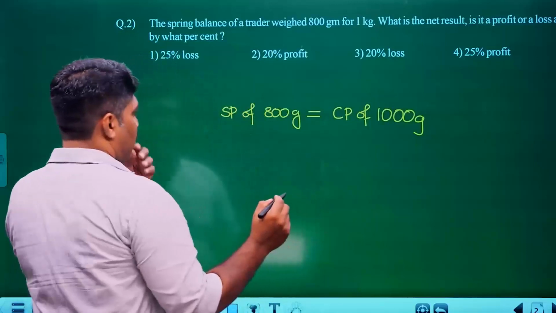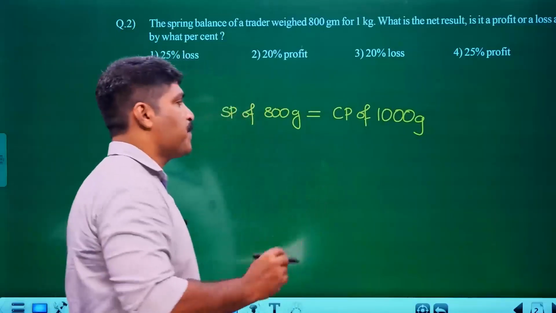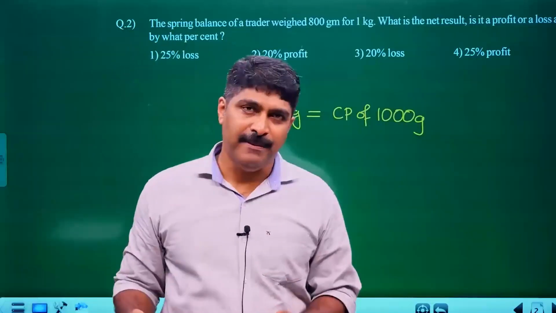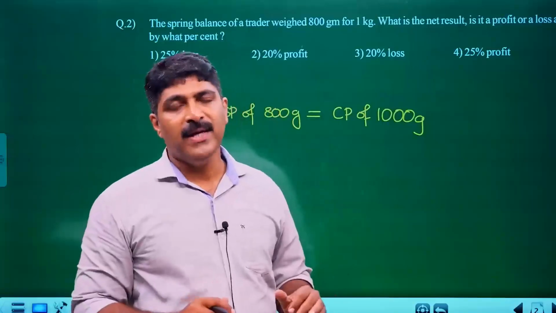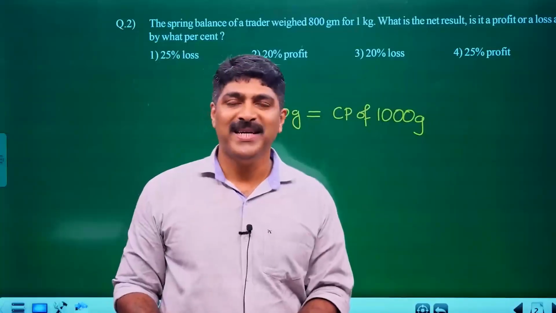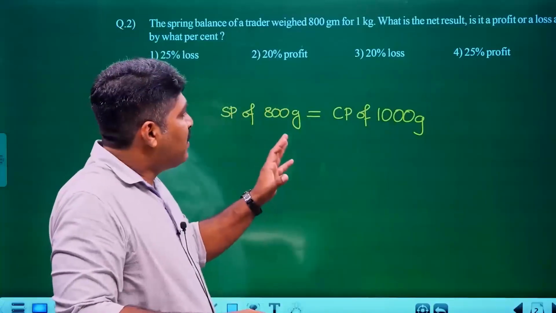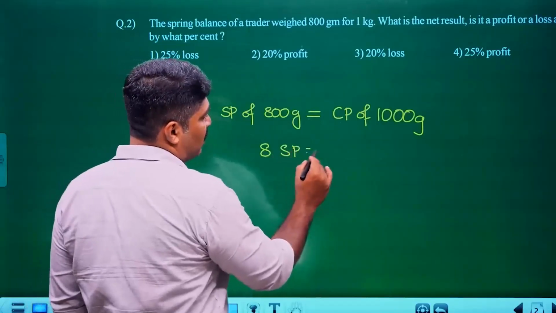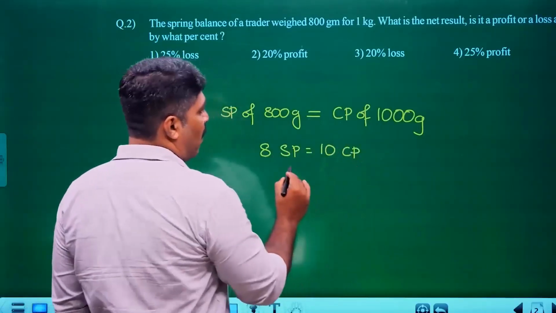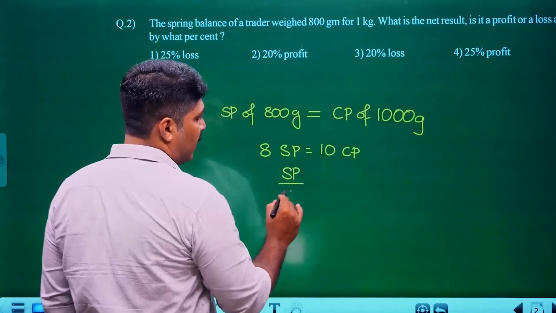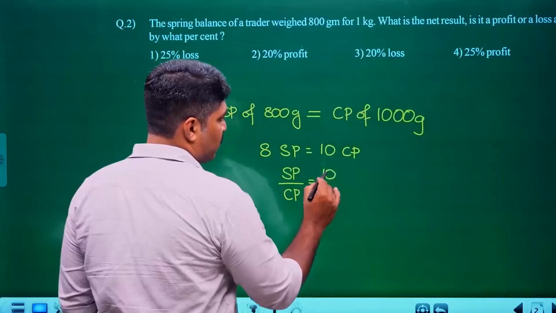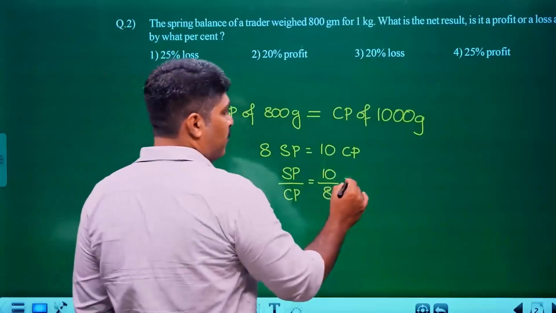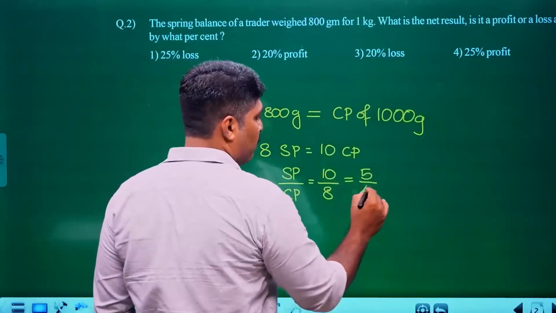That's the simple logic here. Selling price of 800 gram is equal to cost price of 1000 gram. So this is a direct relationship. In most of the questions like this, we can apply the ratio kind of approach for finding the answer. Suppose we frame such a relationship, this is simply 8 SP, that is same as 10 CP. Or you can frame it as a ratio, SP by CP, which is equal to 10 by 8. So you can simplify both these values by 2. Here you will get 5 by 4.